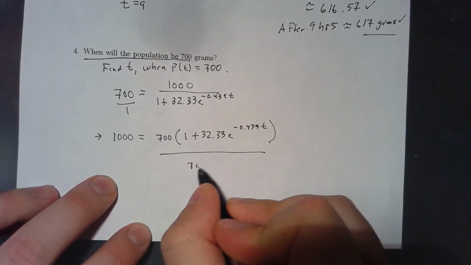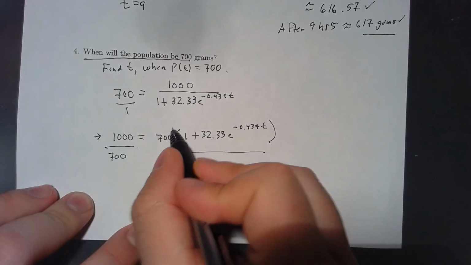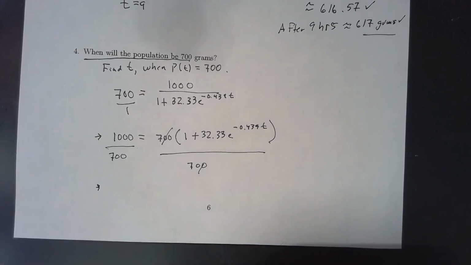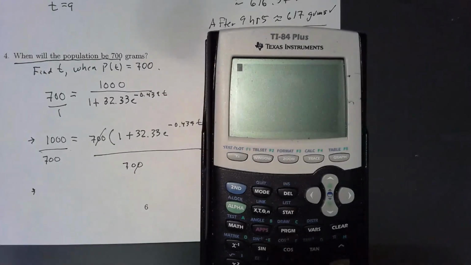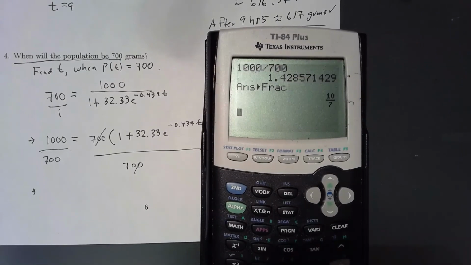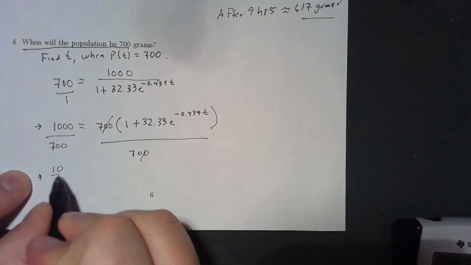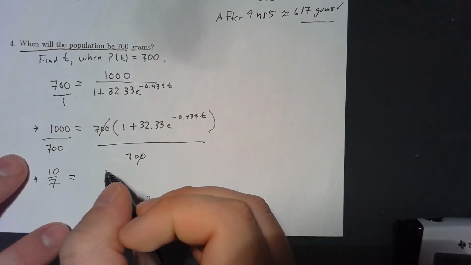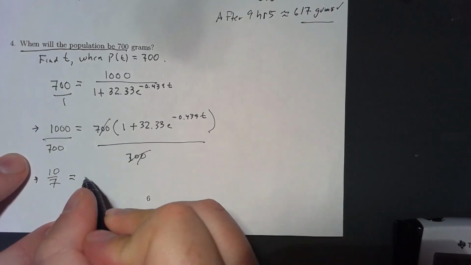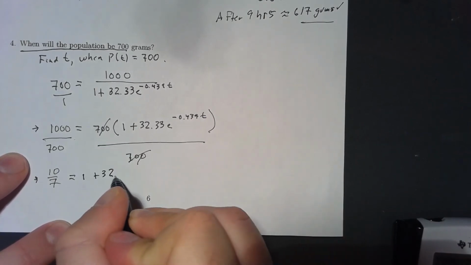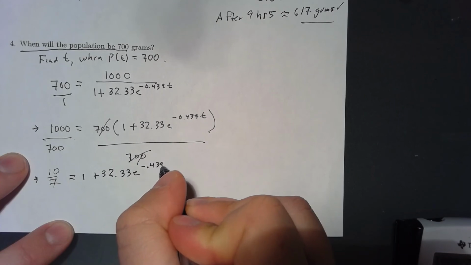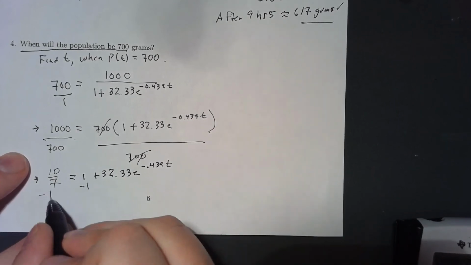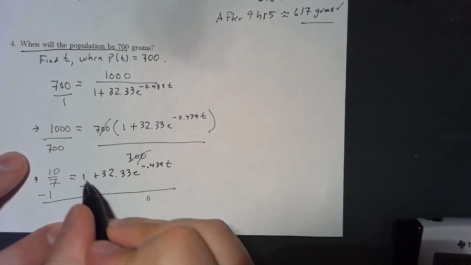Divide both sides by 700. Boom, boom. 1,000 over 700, but as a fraction, is 10 over 7, equals 1 plus 32.33 times e to the negative 0.439 t. Subtract 1. That gets rid of the 1.